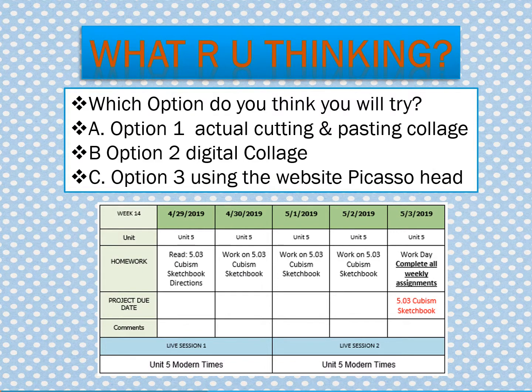What are you thinking? Which option do you think you'll try? Option 1, actually cutting and pasting a collage of your image or a friend. Or option two, a digital collage, applying lines and shapes on top of the image? Or were you thinking option three, using the Picasso Head website to create your own original Picasso Head?